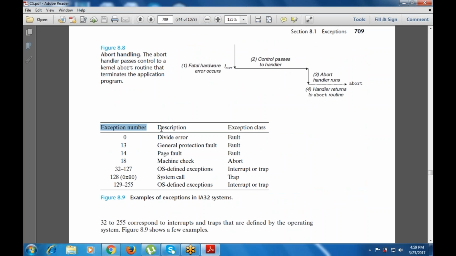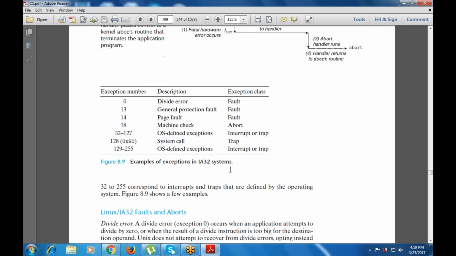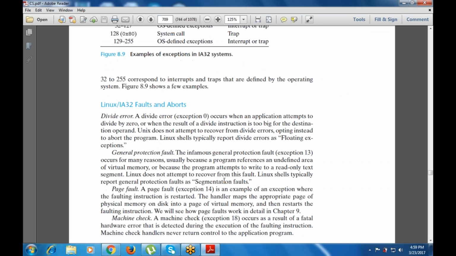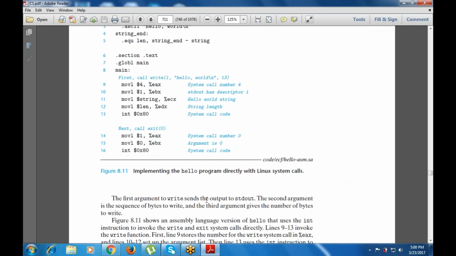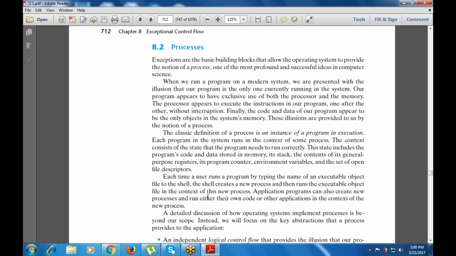Now this is the exception number, this is the description, and this is the exception class. 0 is divide error, a fault; 13 is general protection fault; then page fault; 18 is machine check, an abort; and 32 to 255 are OS-defined, interrupt or trap. Now this is the Linux fault and abort, and the same applies to the Linux system call, whatever scenario we are using.